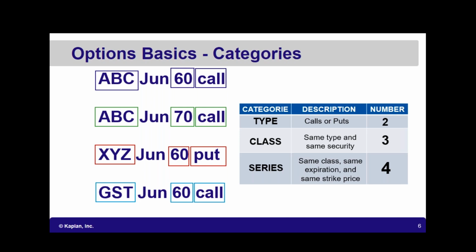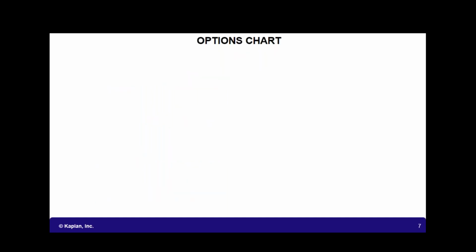So I haven't changed any of the option contracts, but as you can see, they could ask you a question: how many types, which we have 2, how many classes, where we have 3, and then how many series, which would number 4.